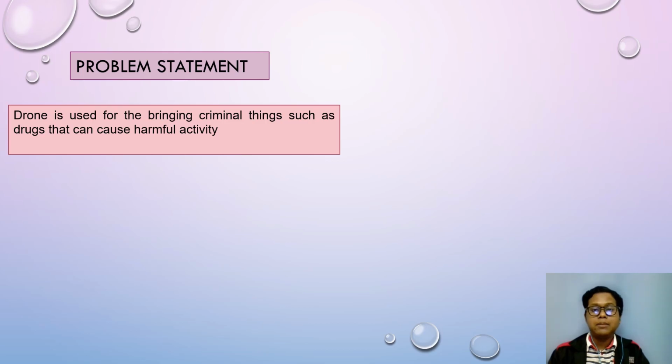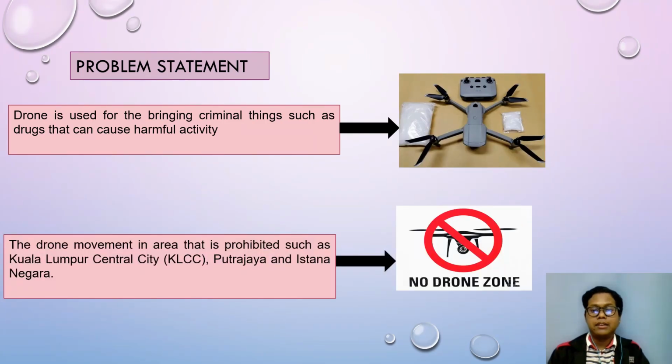For the problem statement, there are a lot of criminal activities using drones, such as smuggling drugs or bullion. Next, drones were used in prohibited areas such as government facilities.